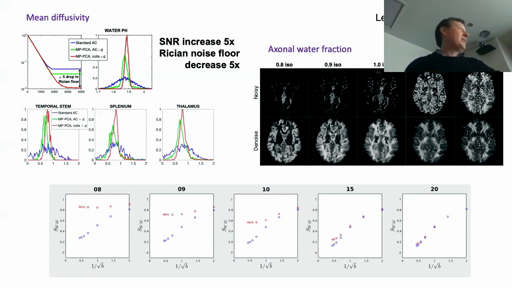And you see that if I go up to b=5000 on a Prisma, at very small voxels I basically hit the Rician noise floor right away and don't have any dynamic range, and here I have this kind of 1 over square root of b scaling, even at 0.8 millimeter. The point is you wouldn't have a reshape.